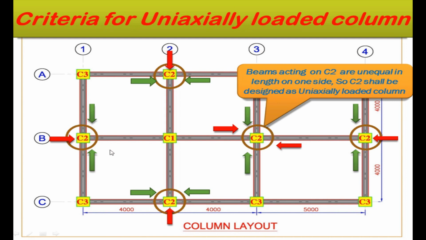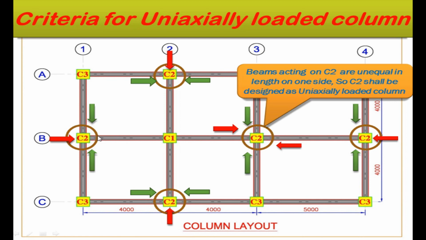Criteria for the uniaxial load: first we will take B1. In this column, the beams on these two sides are equal, 4 meter on 4 meter, but on the other two sides they are not equal, because the column is connected on only one side and on the other side there is no beam, so the moment will be generated on this side. So the load coming onto this column from this axis will create a moment.